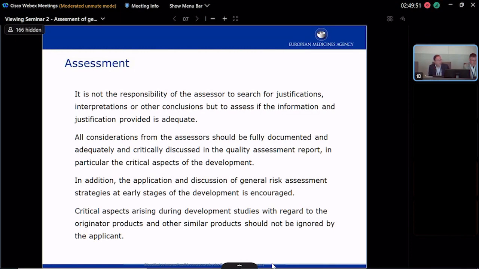In addition, the application and discussion of general risk assessment strategies at an early stage of the development is encouraged. A critical aspect arising during development studies with regard to the originator, product, and other similar products should not be ignored by the applicant.